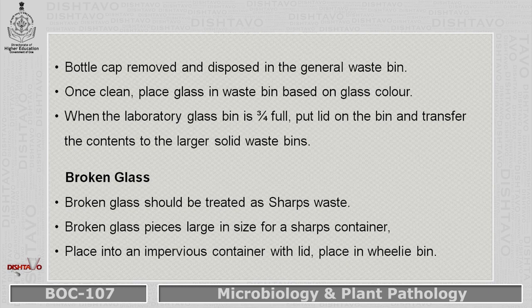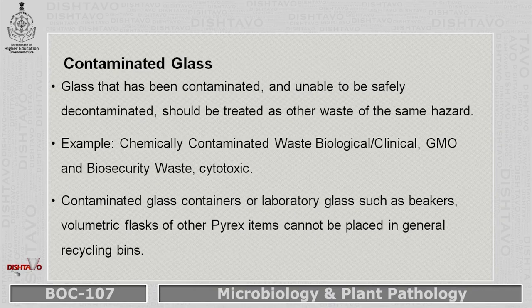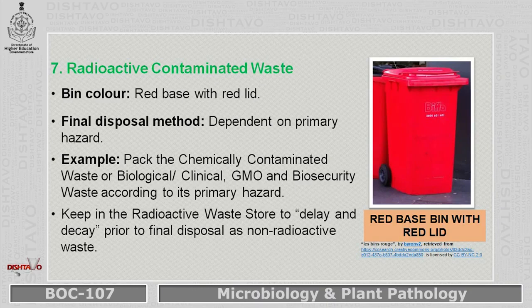Broken glass pieces too large in size for a sharps container are placed into an impervious container with lid, placed in the wheelie bin. Glass that has been contaminated and is unable to be safely decontaminated should be treated as other waste of the same hazard. Example: chemically contaminated waste, biological, clinical, GMO waste and biosecurity waste, and cytotoxic waste. Contaminated glass containers or laboratory glass such as beakers, volumetric flasks or other Pyrex items cannot be placed in general recycling bins. Next is radioactive contaminated waste.